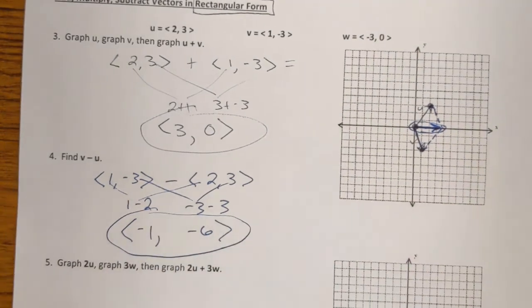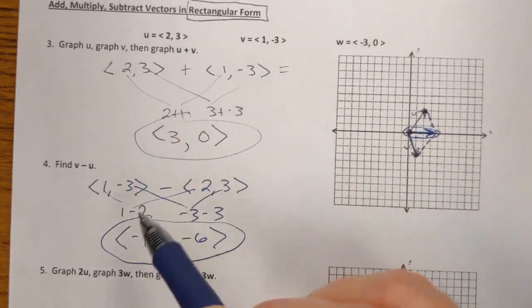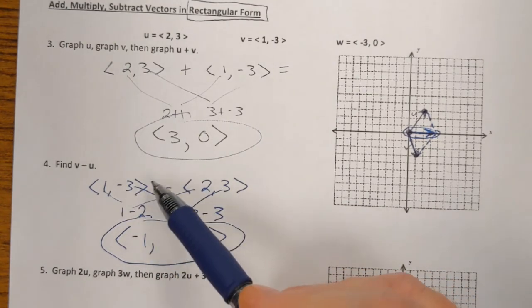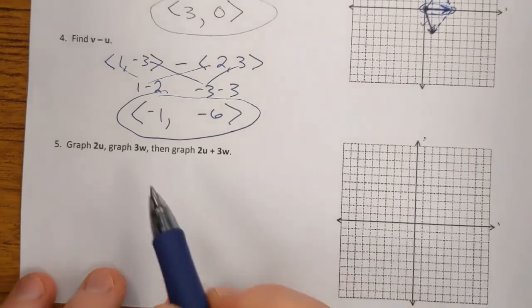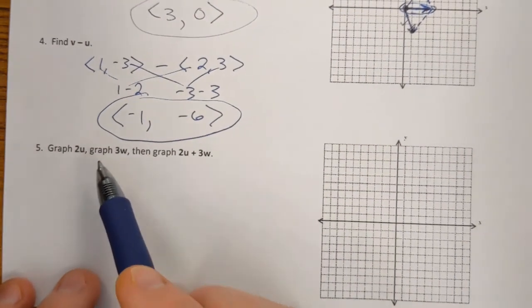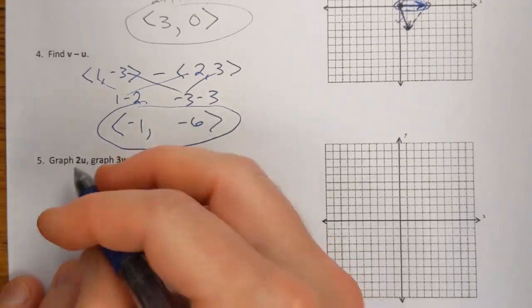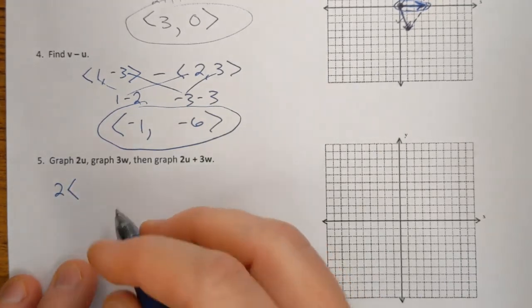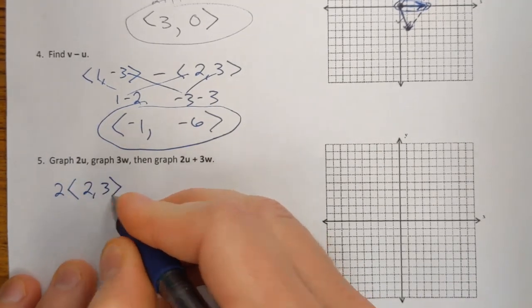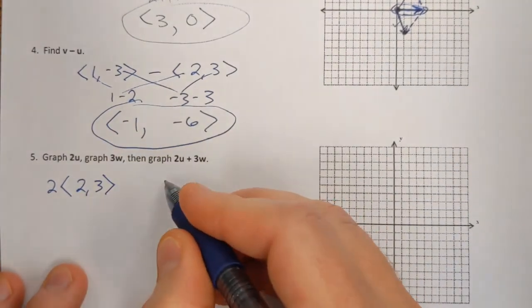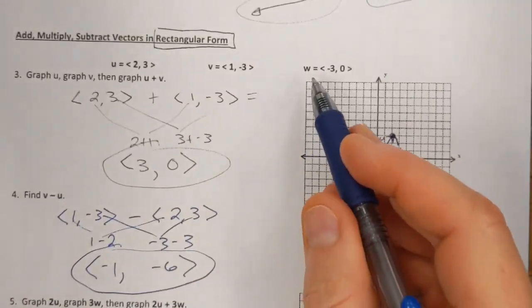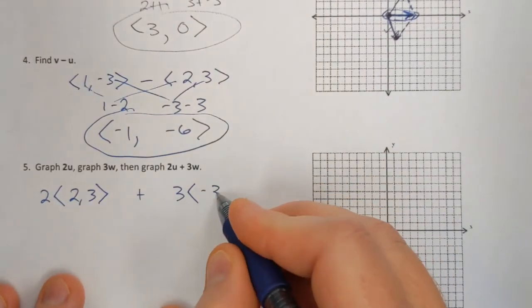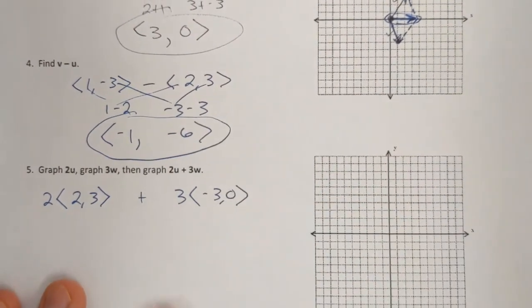So just like you can add vectors, you can also subtract vectors. It's really easy. Just subtract your a's and then subtract your b's. All right, now let's look at an example with multiplication. So here I have this vector being multiplied by 2. This says take 2 times u, so 2 times 2, 3. And then plus 3 times w. 3 times negative 3, 0.